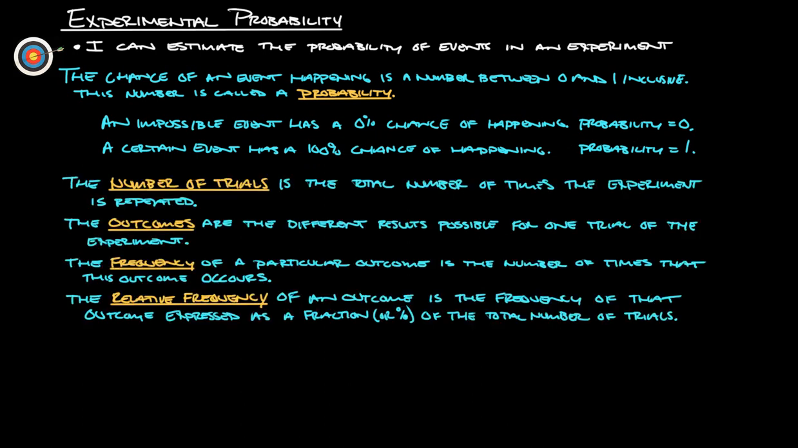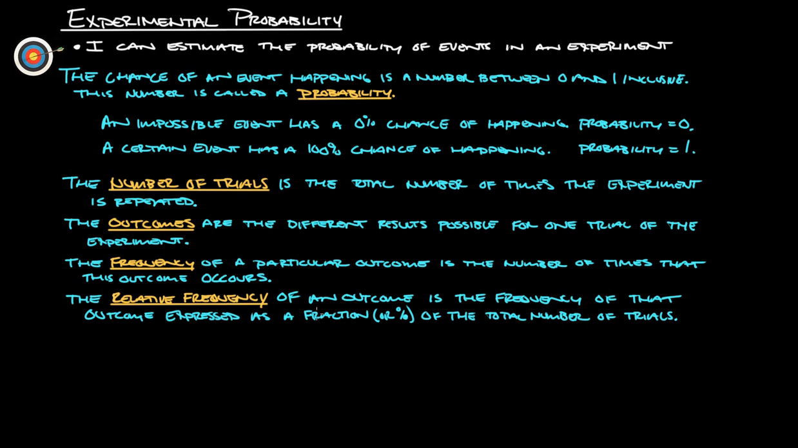Okay, so there's some important information to know about terminology in probability. One of those things is the number of trials is the total number of times the experiment is repeated or performed. The outcomes are the different results possible for one trial of the experiment. So all the different possible things that could happen. The frequency of a particular outcome is the number of times that this outcome occurs. So like if we were going to flip a coin 10 times and 6 times we got heads, the frequency of heads would have been 6.